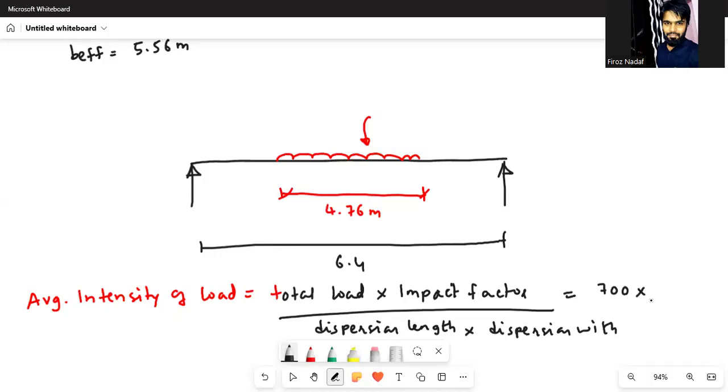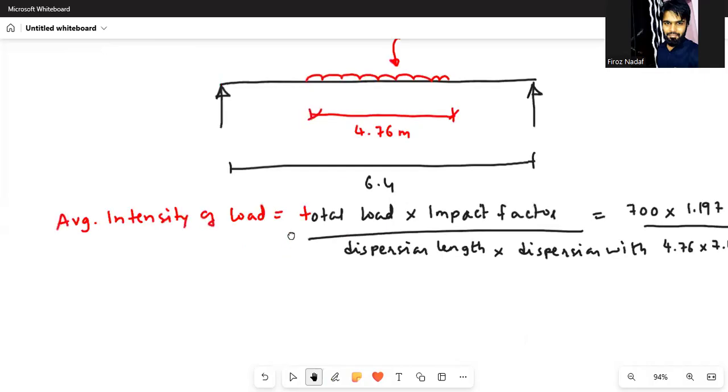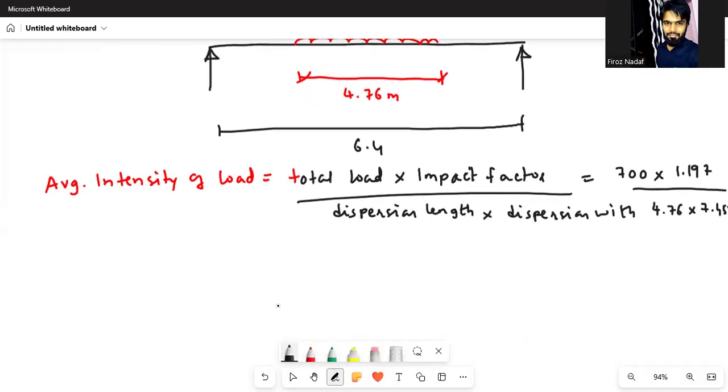Into impact factor, we have calculated impact factor that is 19%. We need to increase the load by 19.74%. So that will come as 1.197 divided by dispersion length. We have calculated that is 4.76 meter, and dispersion width also we have calculated, total dispersion width that is 7.455. So by using this, you will be getting the average intensity of load.